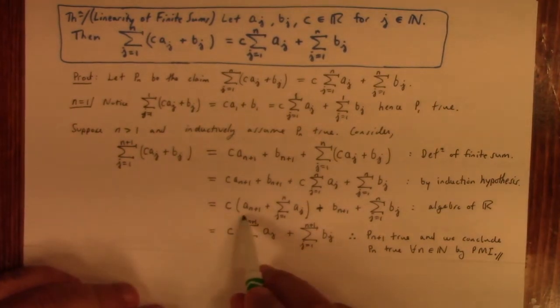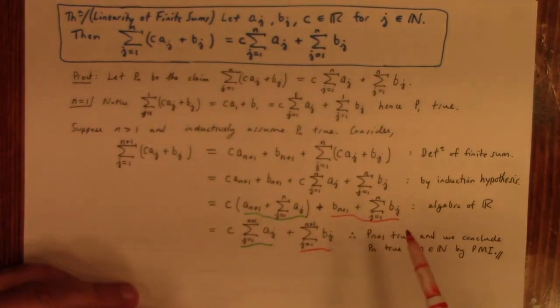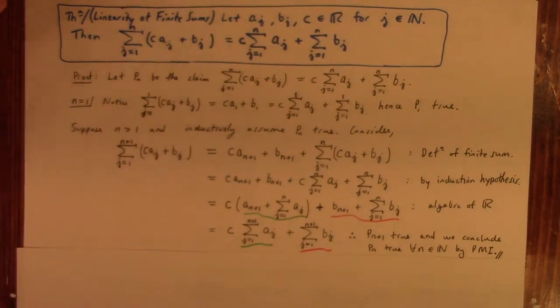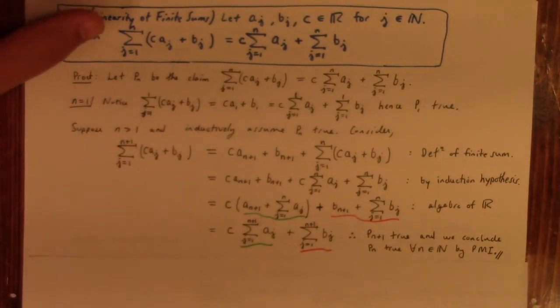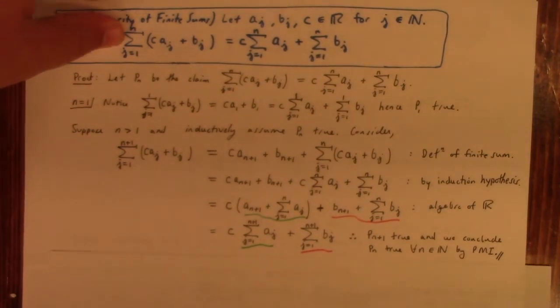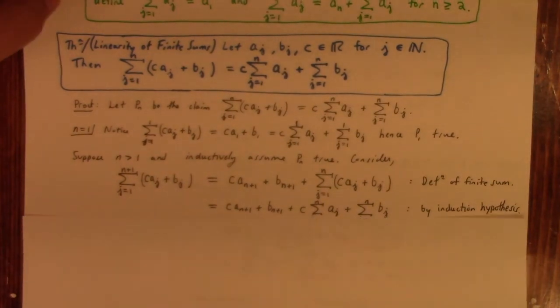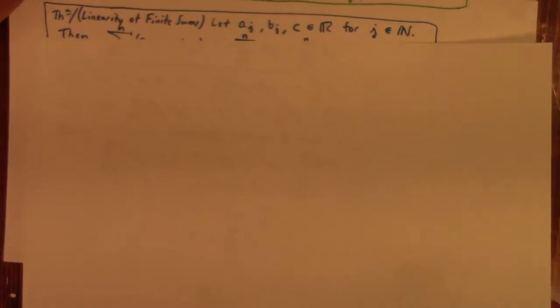But anyway, and then by the definition of finite sum, right here, this guy is that guy, right? From there to there, definition of finite sum, and again here to here, again, definition of finite sum. So thus P n plus 1 is true, and we conclude by mathematical induction that the claim is true, that we have linearity of finite sums for any n. So that's good to know.